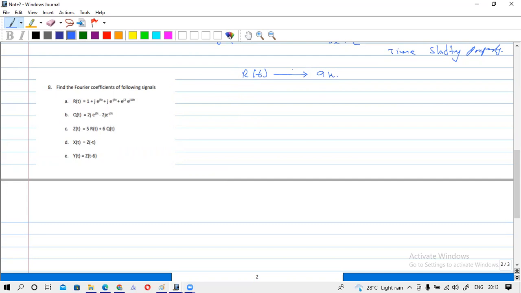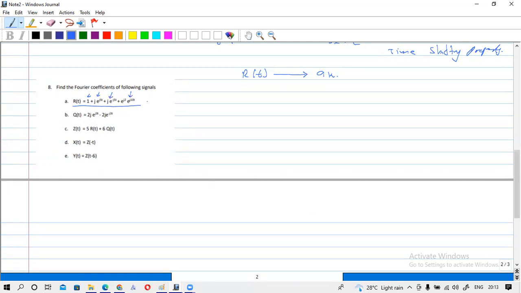Let's assume that this signal, x(t), has Fourier coefficients a_k. You can see that this is the signal, and there are four components.